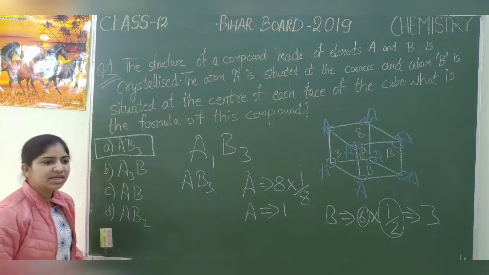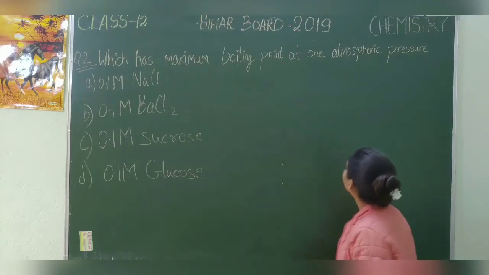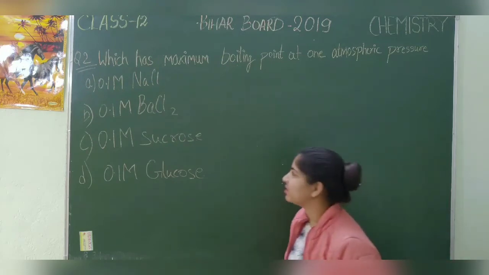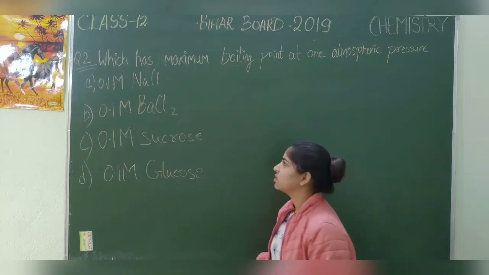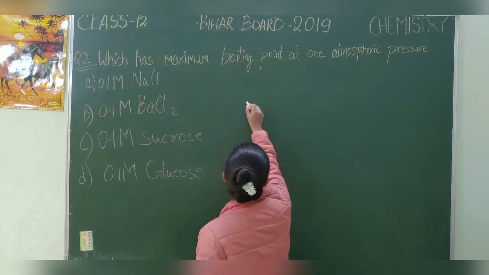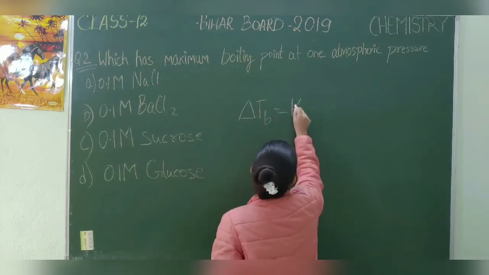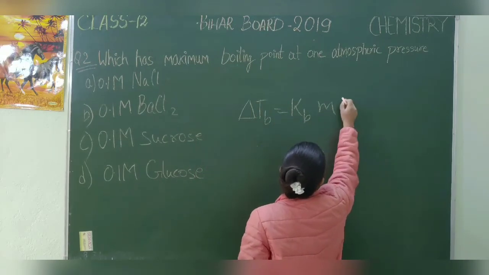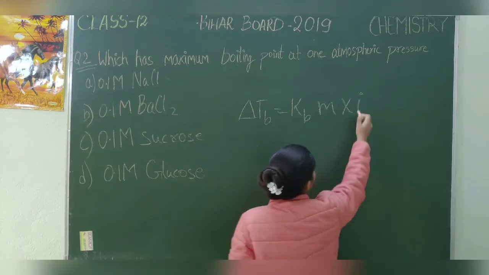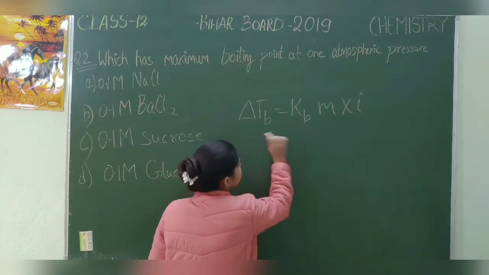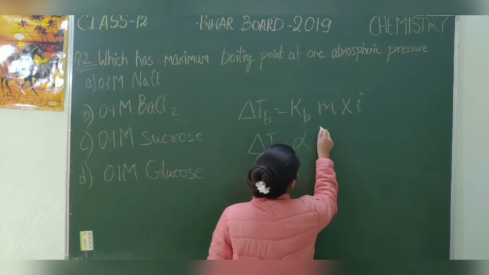Okay, now you can take a screenshot. Next question, that is which has maximum boiling point at 1 atmospheric pressure: NaCl, BaCl2, sucrose or glucose. As we know that boiling point elevation equation is delta TB equals KB m into Van't Hoff factor. m is the molality, i is the Van't Hoff factor. So by this we can say that delta TB is directly proportional to the Van't Hoff factor.